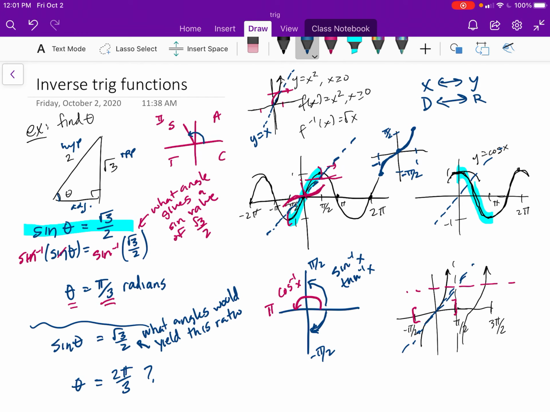Anyways, check it out. You can also graph these if you use your graphing calculator or GeoGebra and graph sine inverse of x. Be sure you're in radians. Remember that sine inverse is not equivalent to 1 over sine. Also, if your calculator doesn't have sine inverse, it might be arc sine.